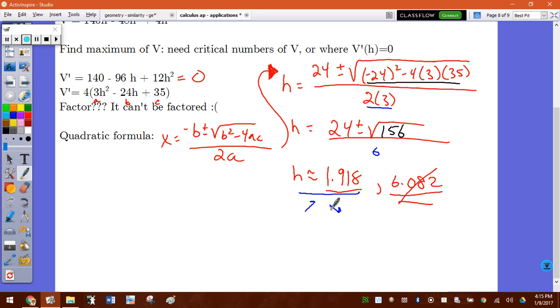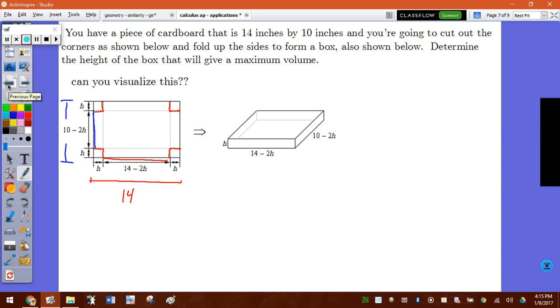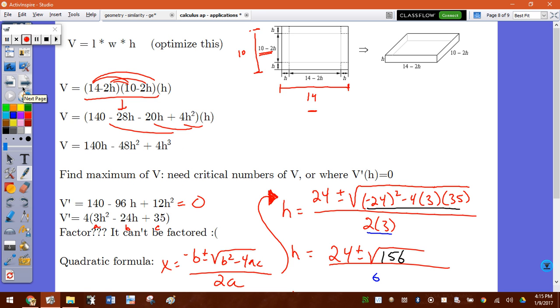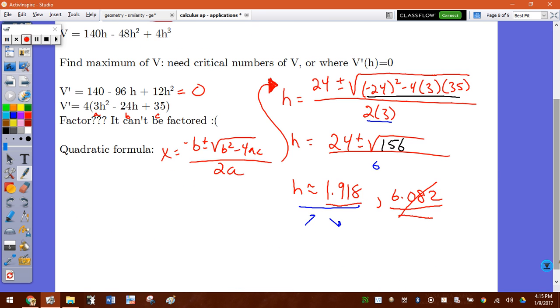So let's look back at what the question says. Is it find the height or is it find the dimensions of the maximum box? Determine the height of the box that would give it a maximum volume. Well, there we have it. The height is 1.918.